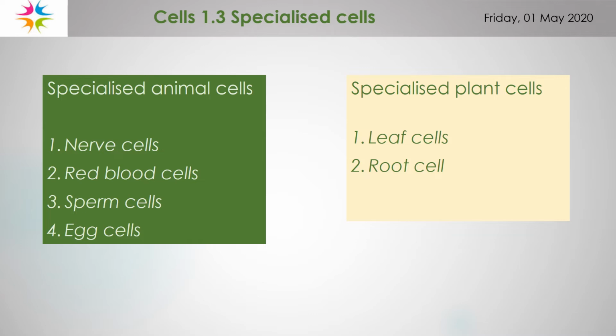So there are 4 types of animal cells that we're going to look at today. They all have the same 4 components that we've learnt about for animal cells, but these have been adapted to do different tasks. So we're going to learn about nerve cells, they're also called neurons, red blood cells, sperm cells, and egg cells. And then we're also going to learn about some specialized plant cells, and they are the leaf cells and the root cells.